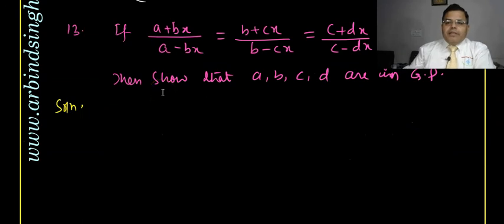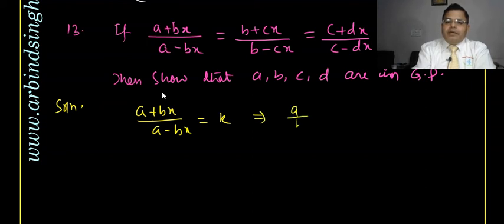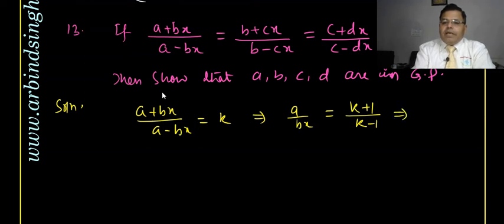Right? So the solution can be taken as: say a plus bx upon a minus bx is equal to k, say. Then by using componendo and dividendo, a by bx is equal to k plus 1 upon k minus 1. Right now, so that will be, what would be a by b? It will be b by a is equal to the reciprocal, k minus 1 upon k plus 1 into x, isn't it?